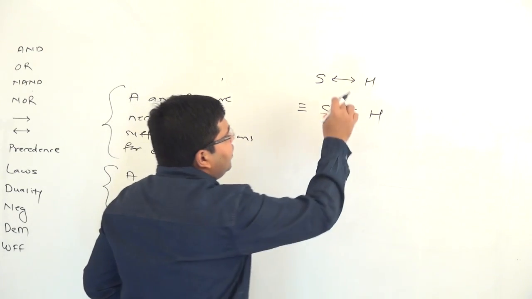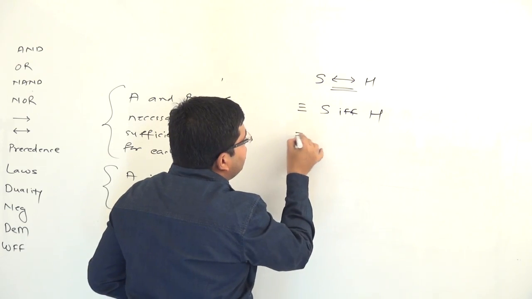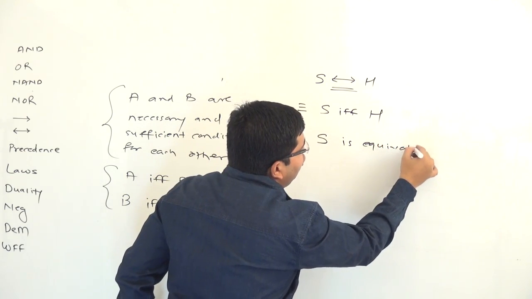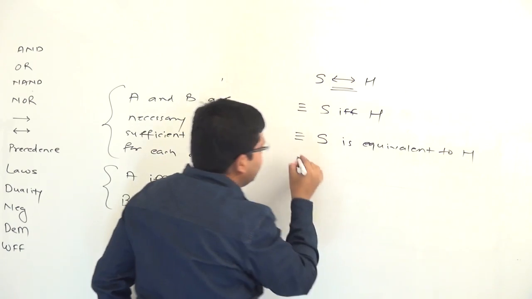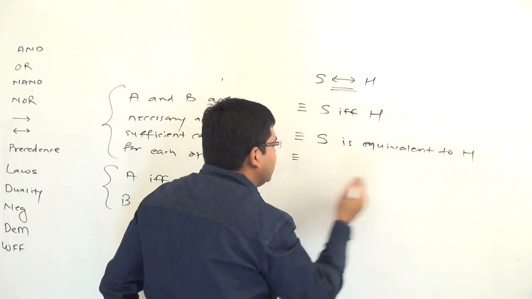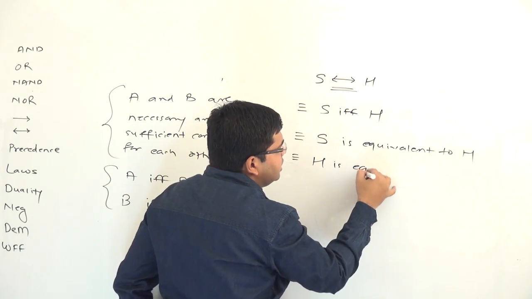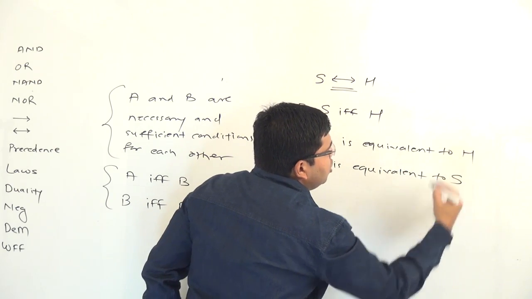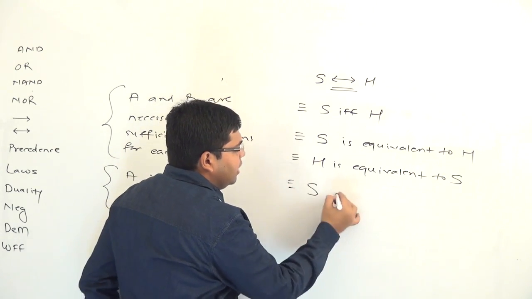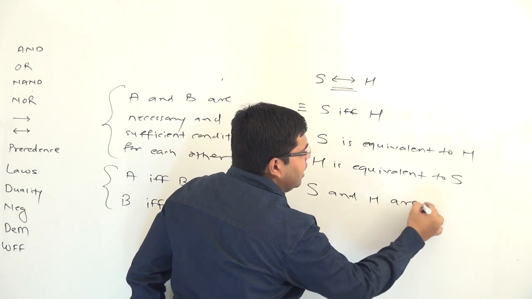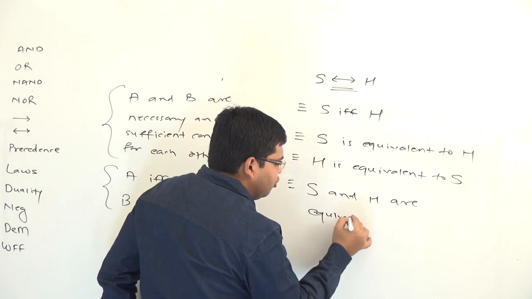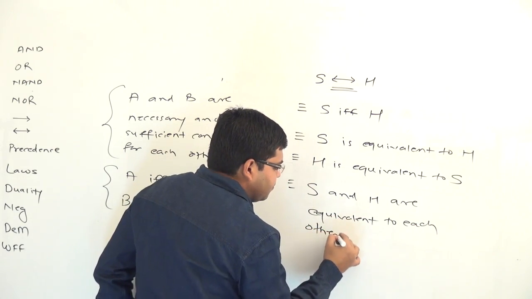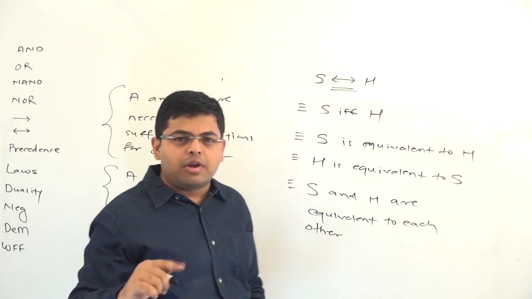So basically, whenever you write down a double implication, you are trying to say Sunday is equivalent to holiday, and when Sunday is equivalent to holiday, that means holiday is equivalent to Sunday. That is, Sunday and holiday are equivalent to each other. And what does that mean? Sunday and holiday are equivalent to each other.